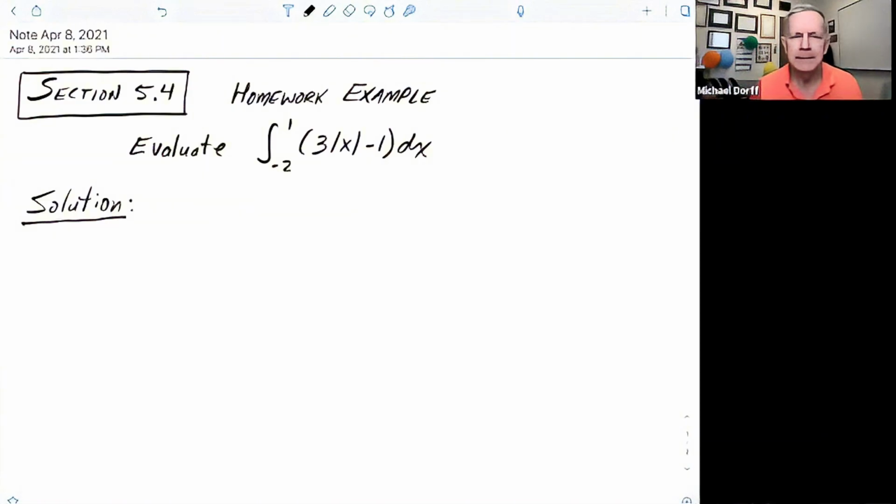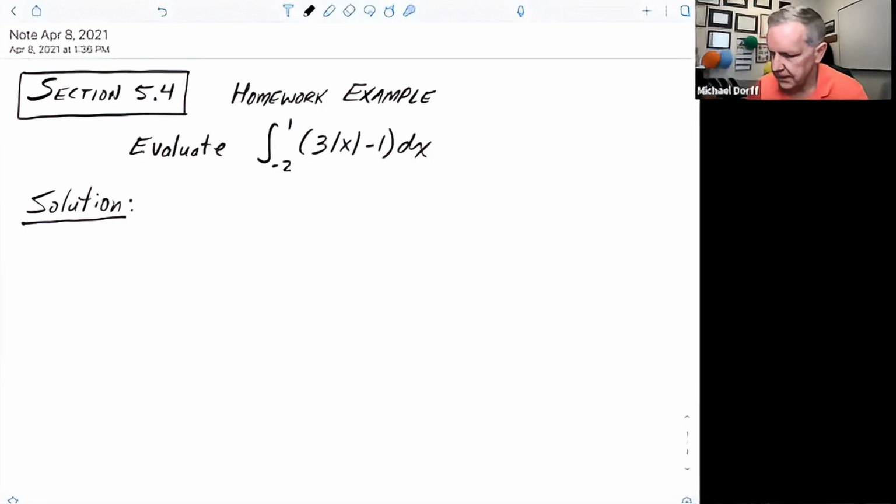The important part to consider in this problem is, when does the absolute value symbol make a difference? For what values of x? Well, here we have 3|x| minus 1 as our integrand, the function after the integral, and we're going from -2 to 1. So for what values of x does the absolute value symbol make a difference? Well, that happens when x is a negative number.